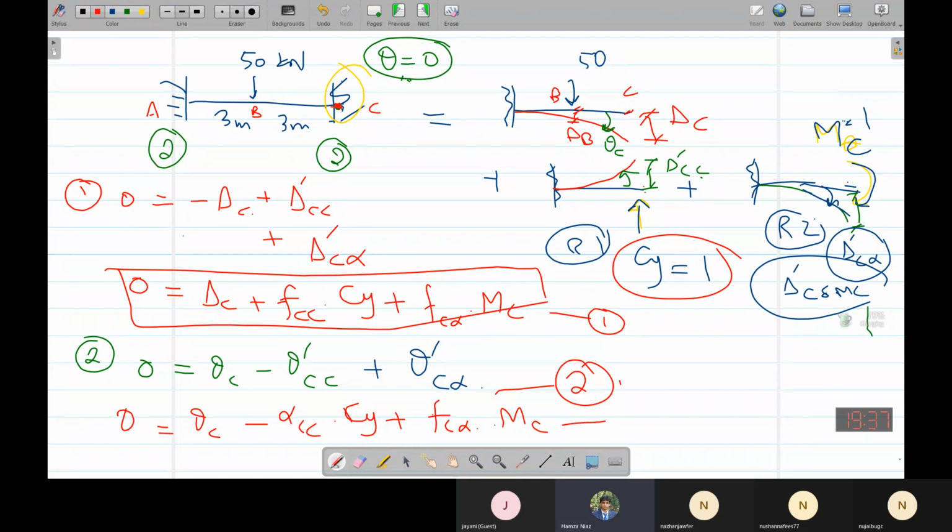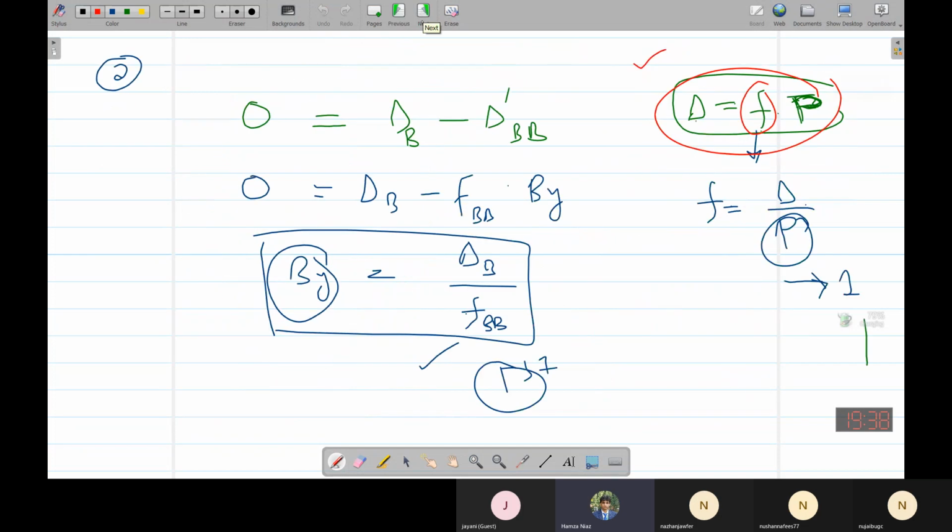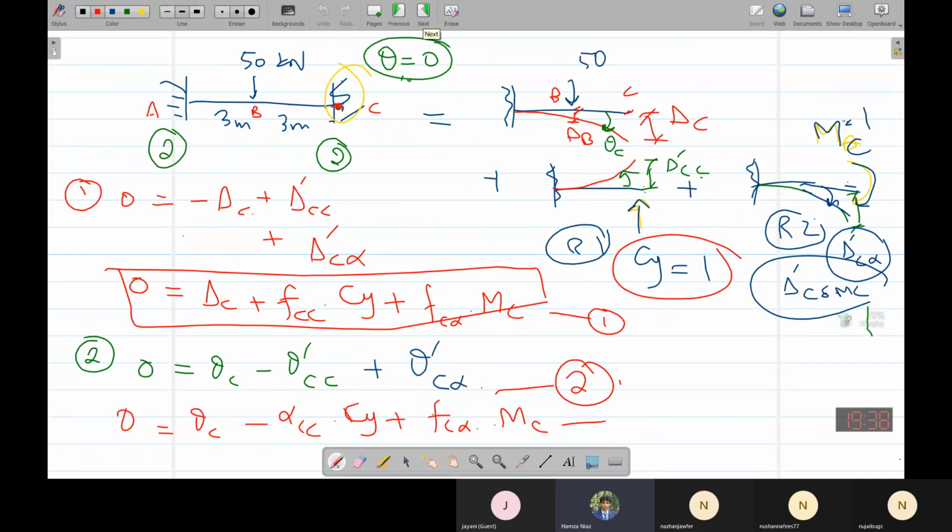Are the equations clear? Or are we just writing them? Because we only have to do these two steps here: the primary structure and the compatibility equation. The rest of the steps are already done. We have already calculated single deflections in ESA. Here we have to calculate a bunch of them together. That's why I referred to it as almost a new step, though we have done it somewhat before. So here we have done two equations.